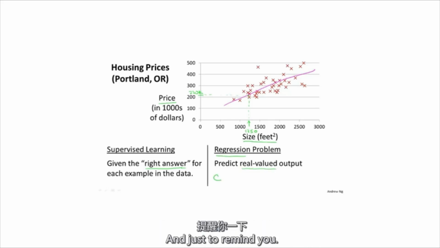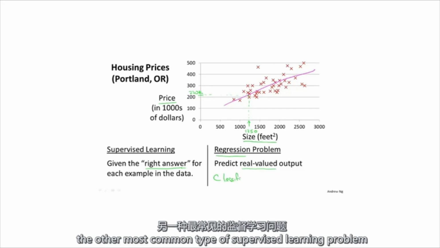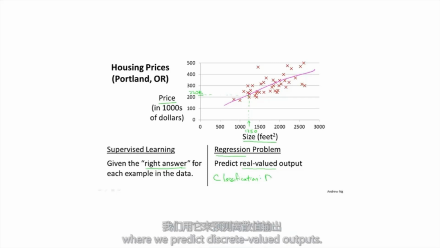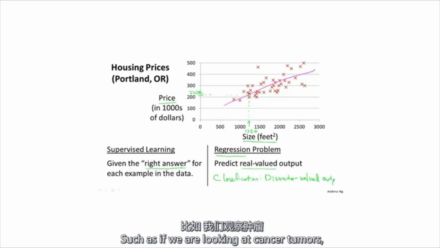And just to remind you, the other most common type of supervised learning problem is called a classification problem, where we predict discrete valued outputs, such as if we are looking at cancer tumors and trying to decide if a tumor is malignant or benign. So there's a 0-1 value discrete output.